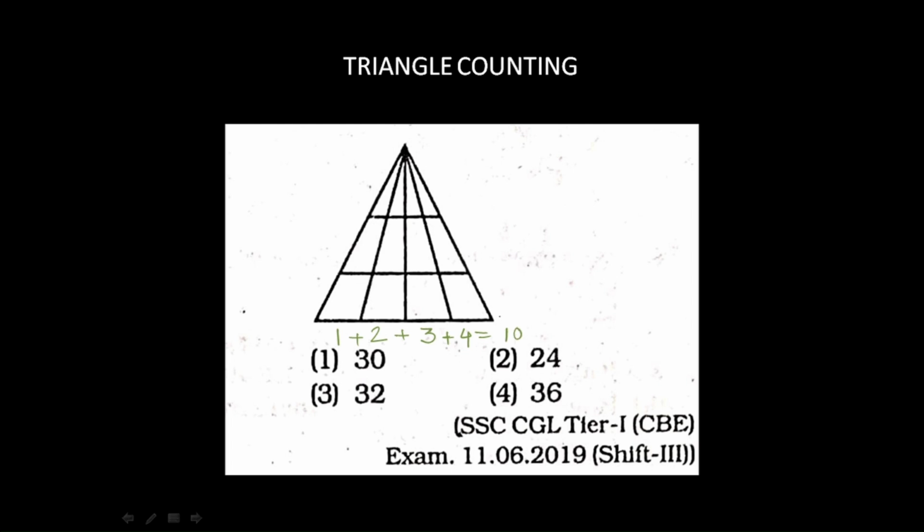How many baselines are there? First baseline, second baseline and third baseline. So we have to multiply it with 3. So it will be 30. 30 will be the answer. Option A is the right answer. Option 1. I hope it is clear to you. Moving to the next one.